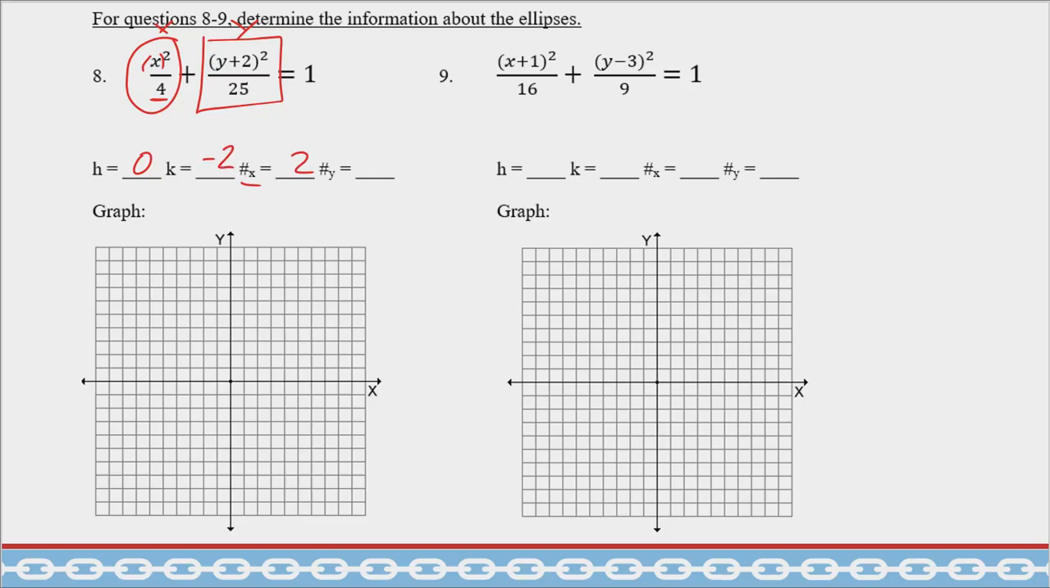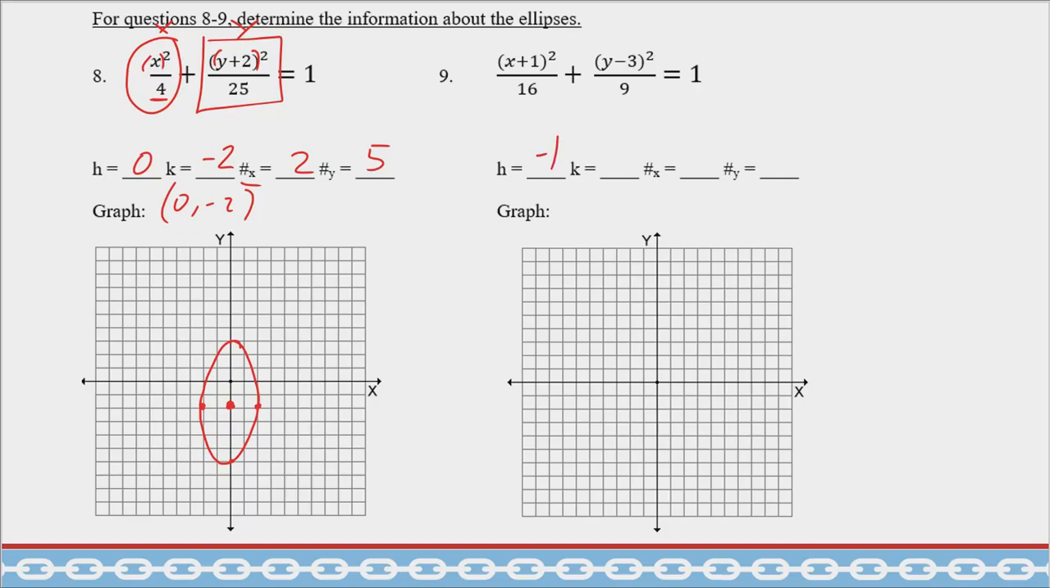A -2 for my k value. It's in parentheses, right? So it's going to be the opposite. And then the square root of the 25 is 5. So I graph my center point of 0, -2. And then I need 2 in each direction on the x and 5 in each direction on y. And then I attempt a smooth ellipse. That one's actually pretty good.